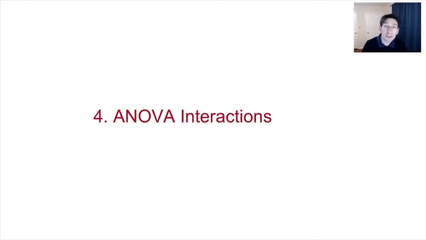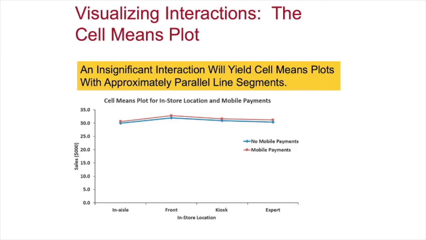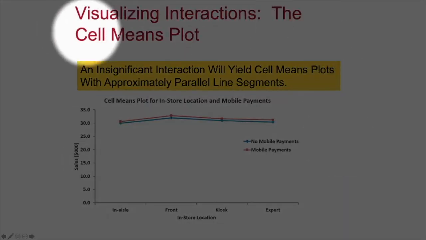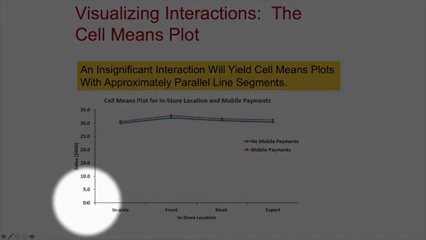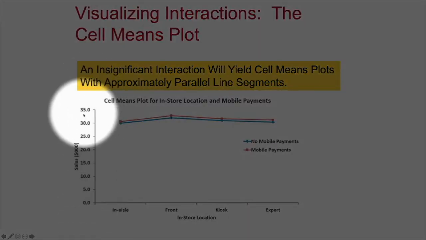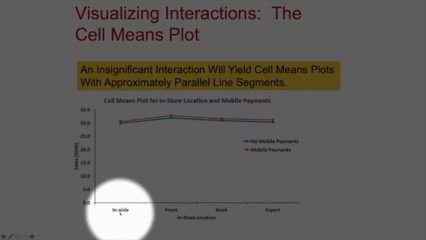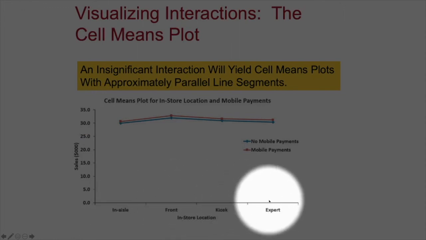Alright, so now in the last part of the lecture, we're going to talk a little bit more about these interactions. The interesting thing is that these interactions can be visualized. They can be visualized with what we call a cell means plot. What is a cell means plot? It's simply a plot that shows the value of the means for each of the groups.